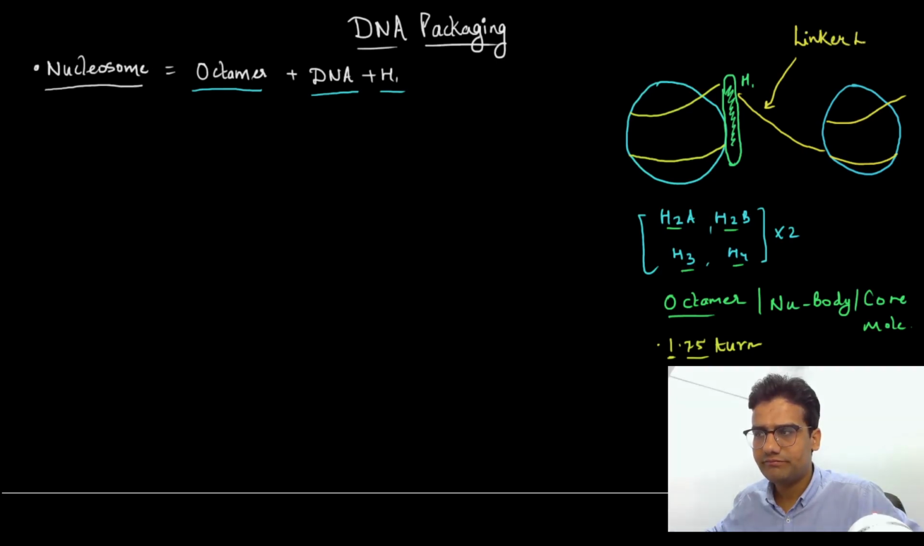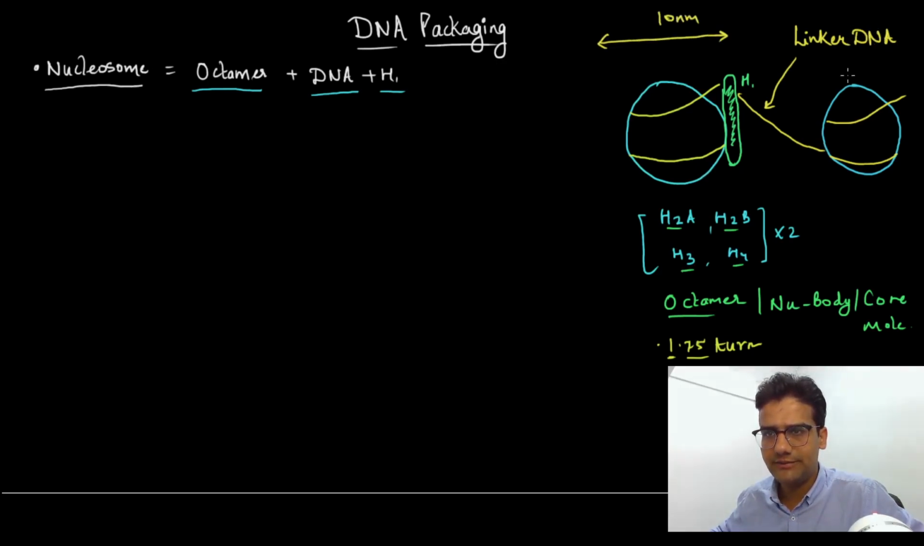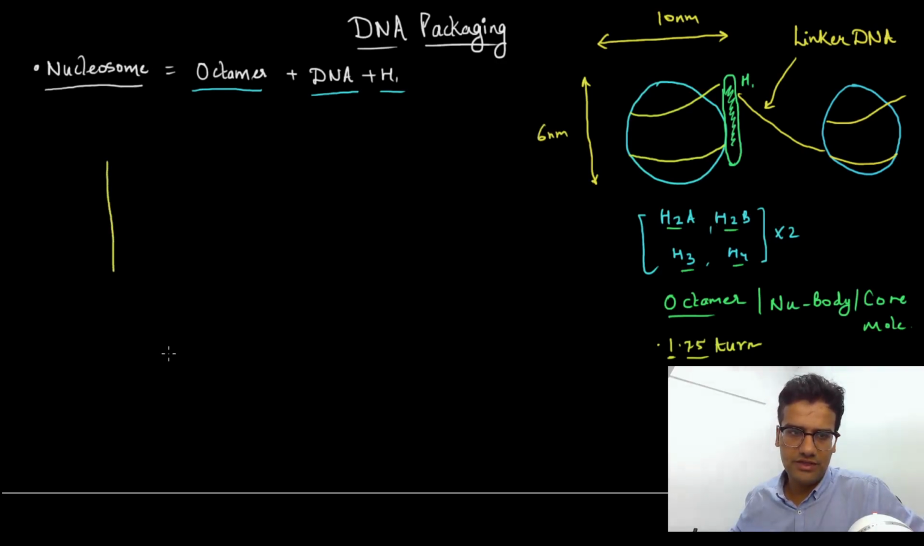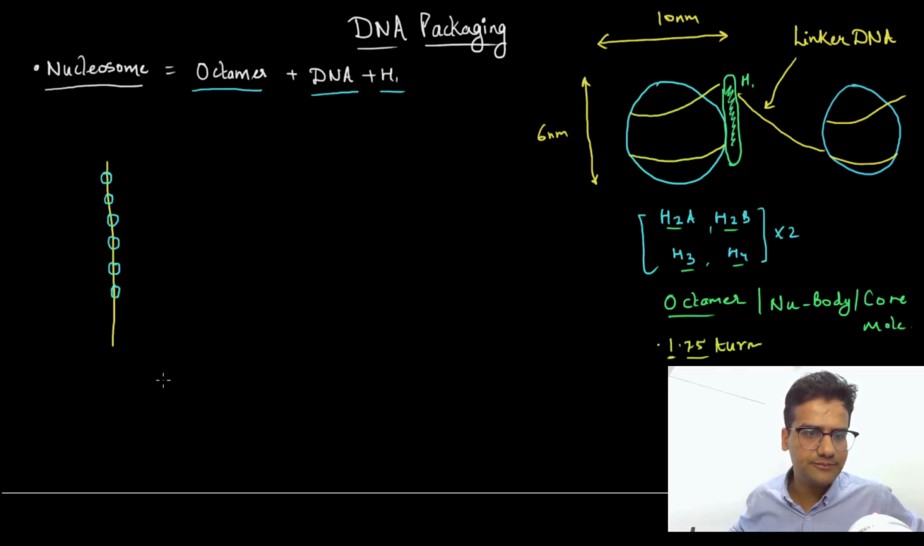So this length is 10 nanometer. The height of the octamer is around 6 nanometer. If we see DNA under a microscope, we will see that this DNA is folded around a ball-like structure, which is histone.